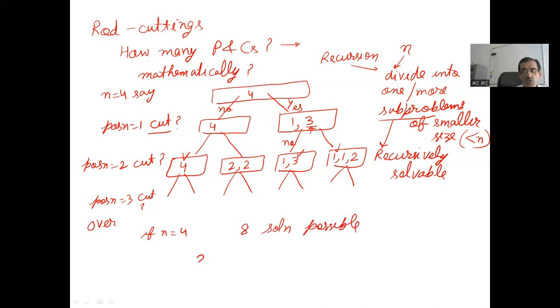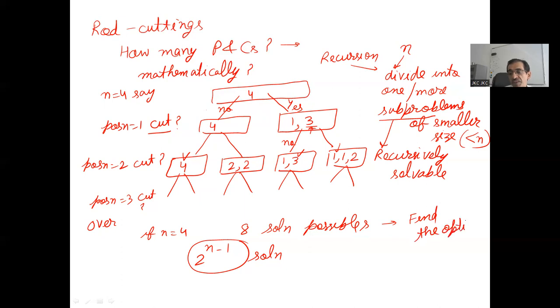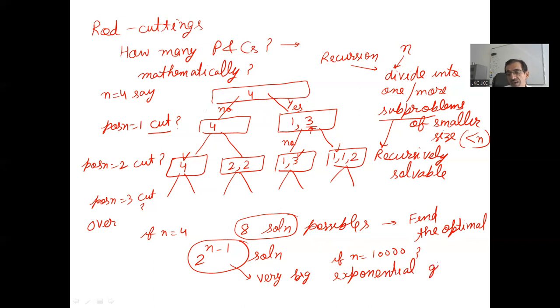Effectively meaning that 2 raised to n minus 1 solutions can exist if I grow like this, and recursively it can be solved and I can generate all solutions, find out the maximum or best solution, find the optimal out of these. But that means I have to generate all these 8 solutions. Well, good enough, can do if n is, let's say, 10,000. This is going to be very big and this grows exponentially because it's a power of something. So mathematically, I know it leads to an exponential growth of the size.